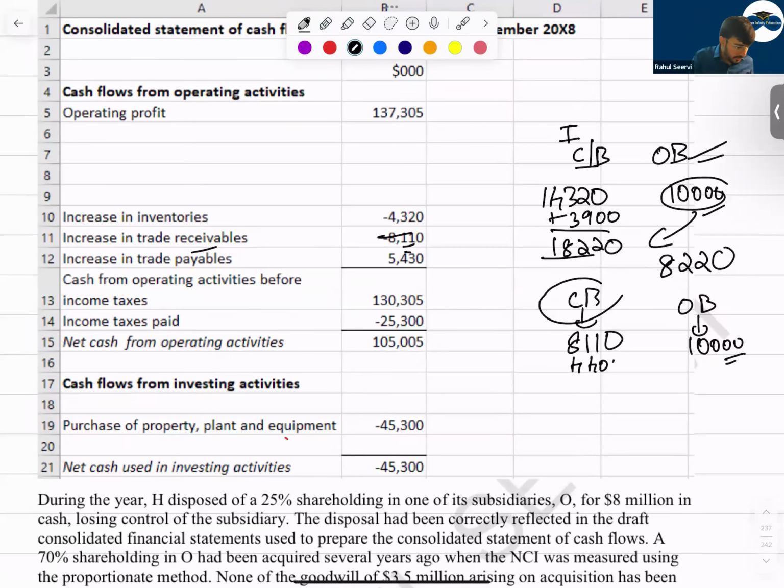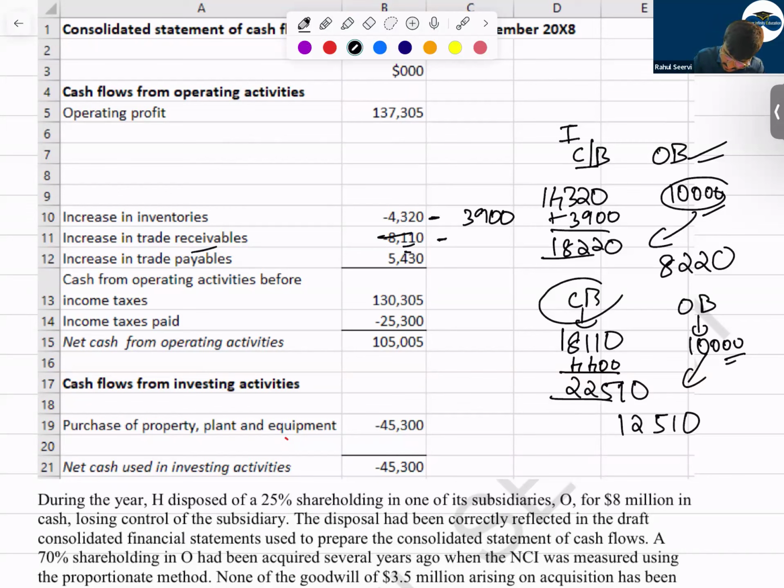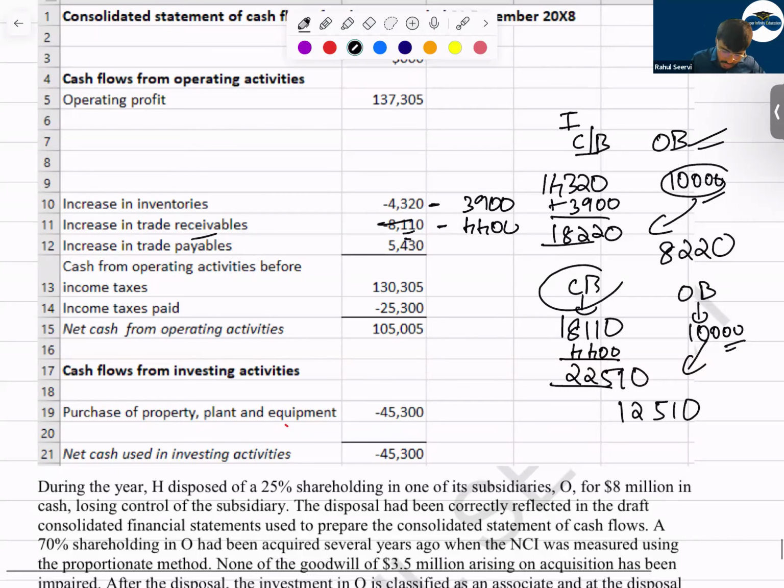4,400. So how much is 8,110 plus 4,400? It's 12,510. So you have to minus it here. Add a minus sign, 3,900 here. How much is this? 4,400. For payable, what should we do now?